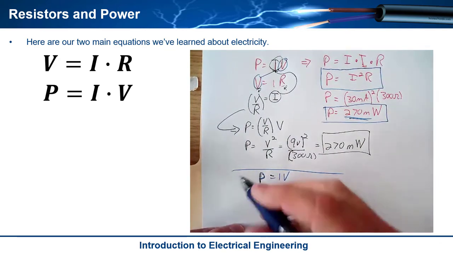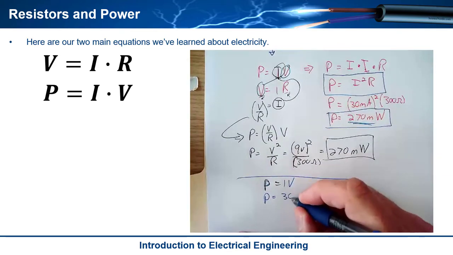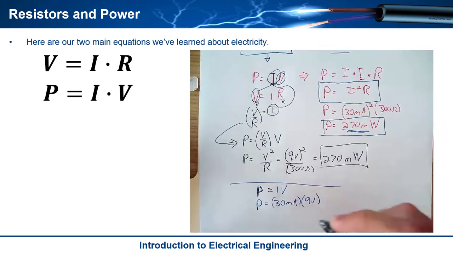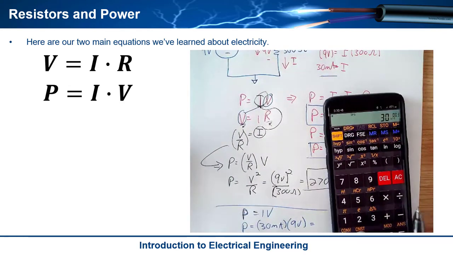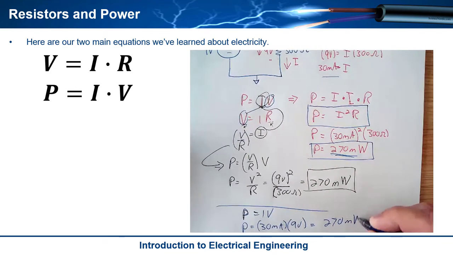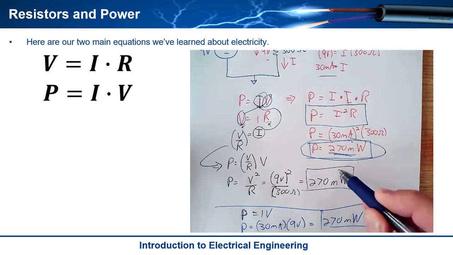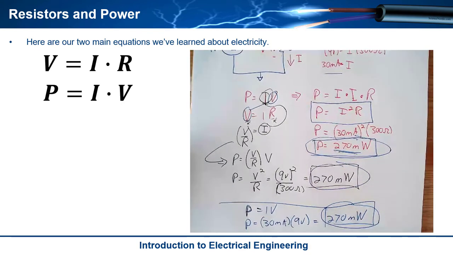Does that still work? Well, I have P is equal to the current, so I have my 30 milliamps. Let's bring that down here. So 30 milliamps multiplied by my 9 volts. Let's go ahead and clear this out and see what we got. I got 30 milli times 9. Oh my goodness, it's 0.27 again, 270 milliwatts. So I solved it using current and resistance, I solved it using voltage and resistance, and I solved it using current and voltage. And so, holy moly, this works any which way you want to look at it.